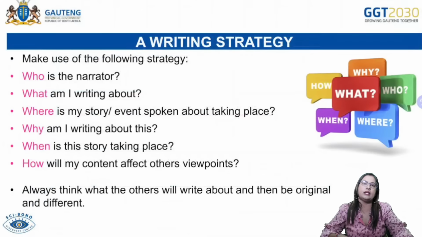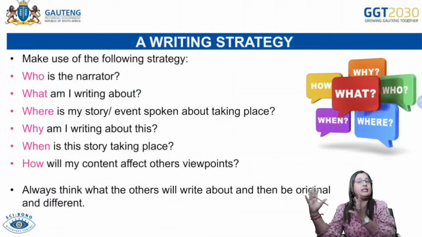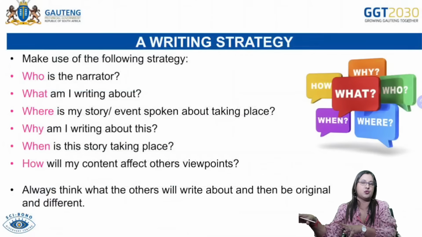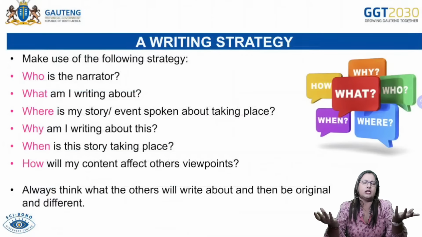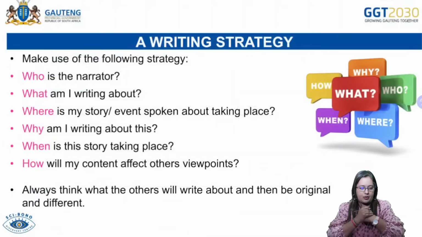Then the next one is, where is the story? Either my story or the events of the other person's life that I'm talking about. Where has this taken place? So that background information now becomes relevant. Then, why am I writing this particular piece? Basically, your purpose will come out here. You obviously are writing it to share the idea that you have about the topic. So that must be there at the back of your mind.